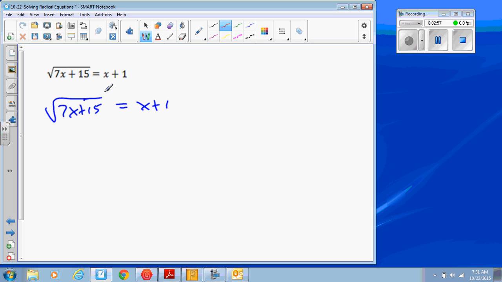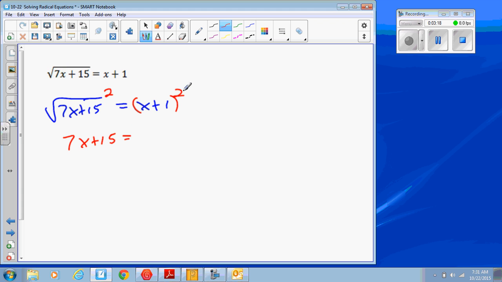Now the problem with squaring: I have to square the entire side of the equation. That's a common mistake from people. We tend to square the x and square the 1 without squaring the whole side of the equation. So it really looks like this. The left side's pretty simple. The square of the square root gets rid of it, so that's going to be 7x plus 15.